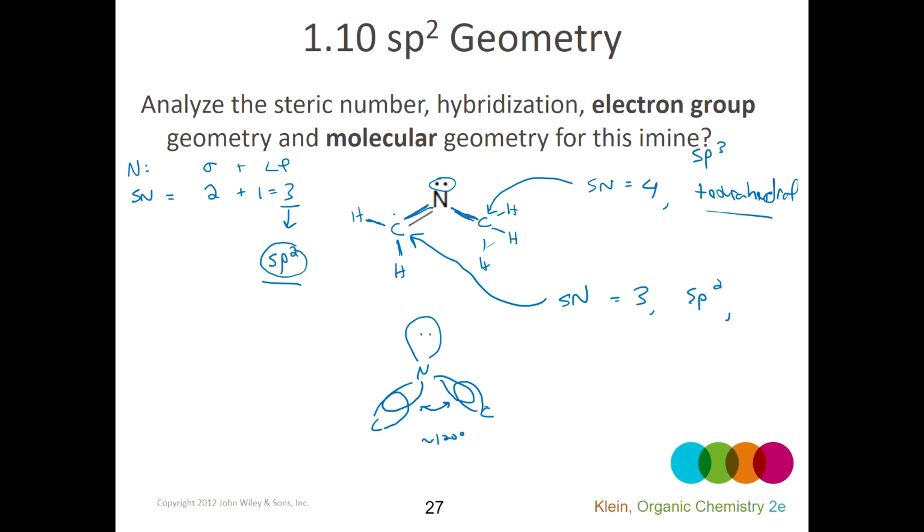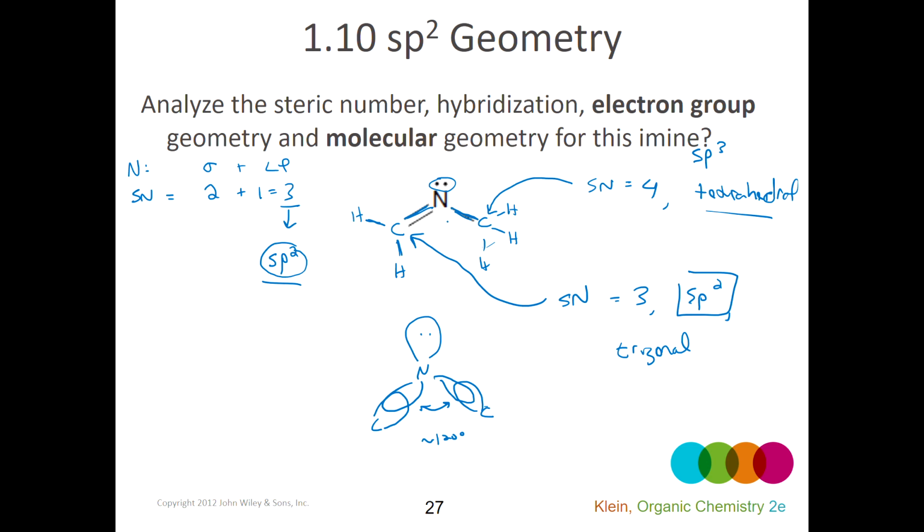And here it's trigonal planar because there are 3 atoms attached to the carbon. Trigonal: 3 atoms attached, the 2 hydrogens and the nitrogen attached to the carbon. And it's planar because of the sp2 hybridization that we just saw on the last slide.